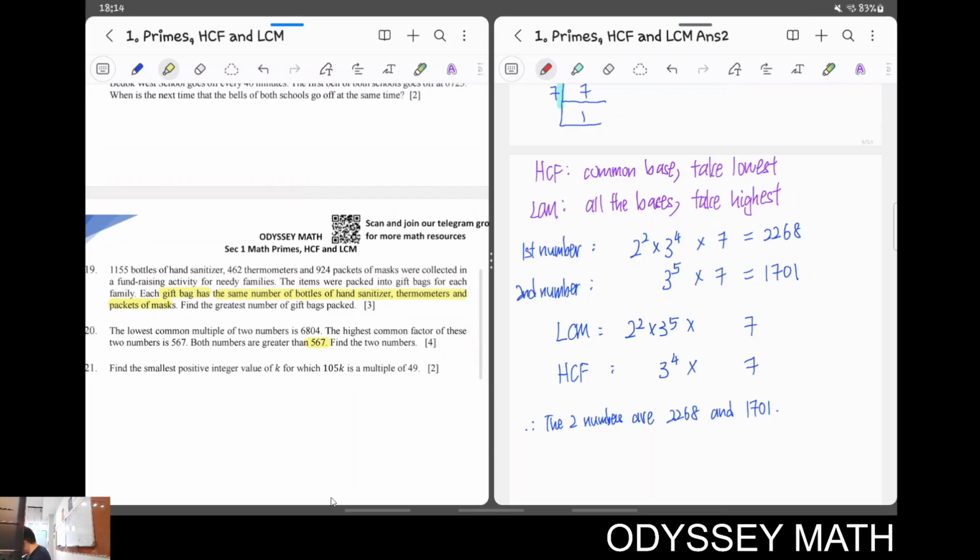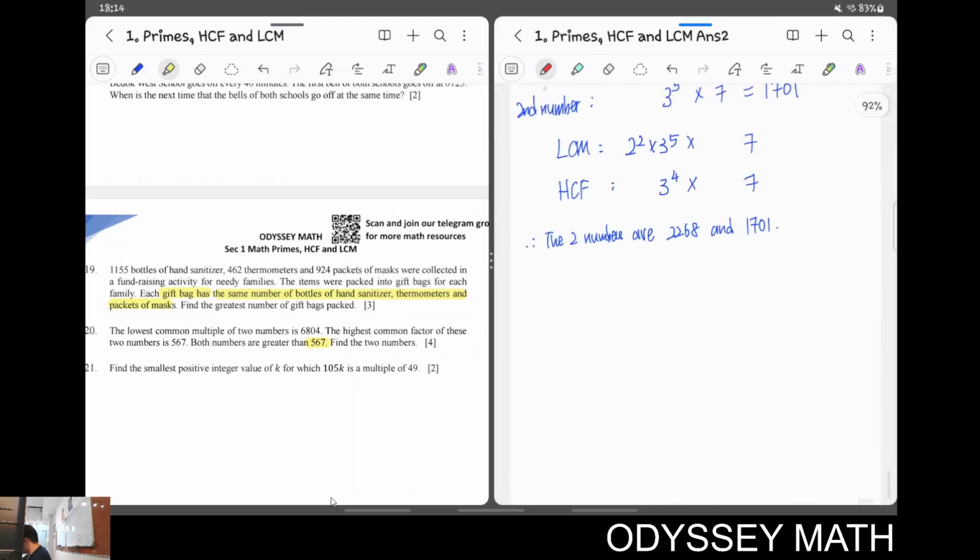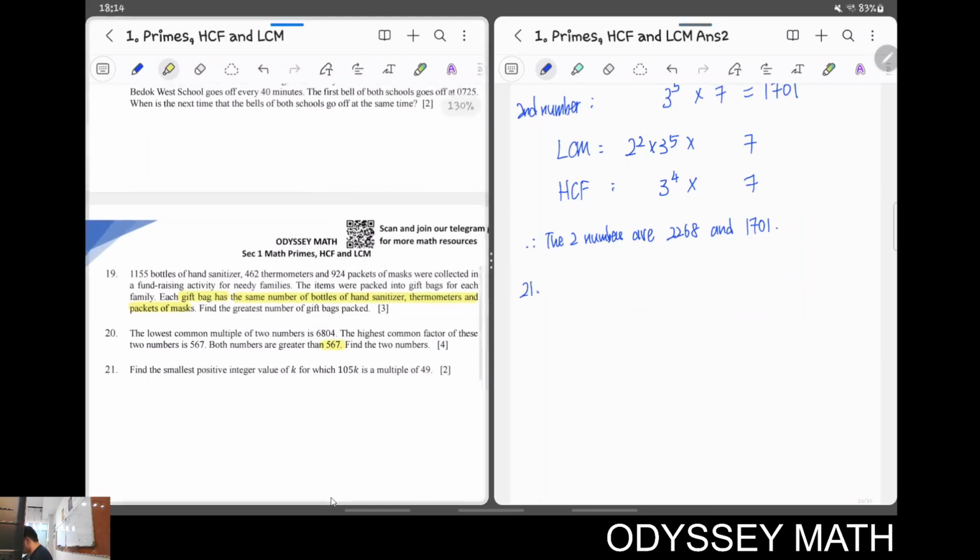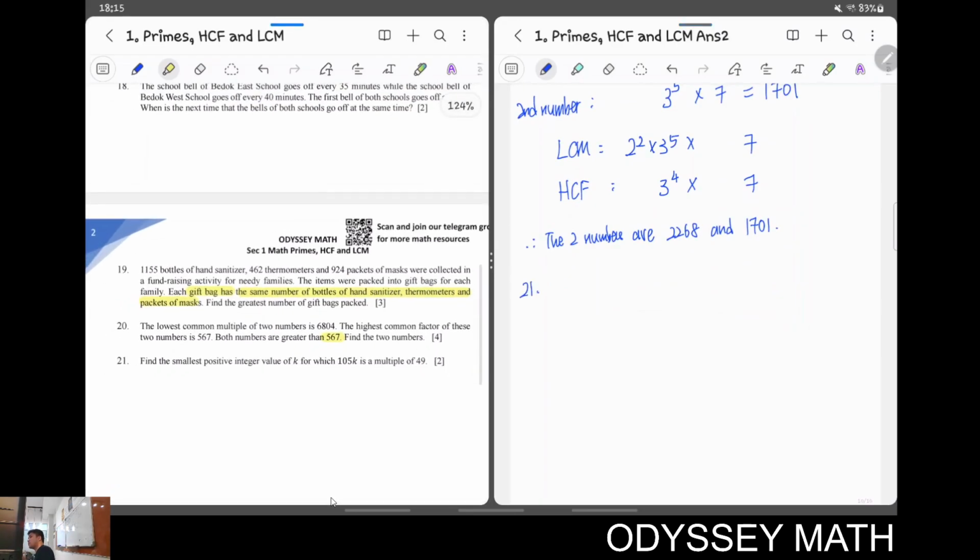Okay, the two numbers are 2268 and 1701. Right, let's move on to the last part of this question before we call it a day. So question number 21 over here. Find the smallest positive integer value of k for which 105k is a multiple of 49. Okay, so this is the last part that I want you to know. Again, it's a new one.